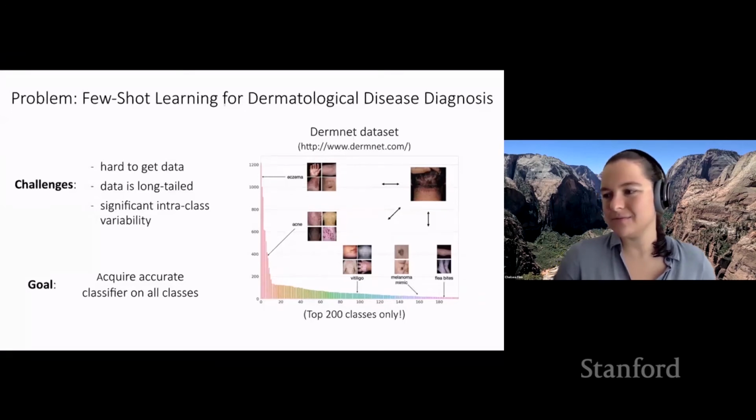And beyond dermatology, these sorts of long-tailed distributions come up all the time. So this is a problem that's quite relevant in practical machine learning applications.